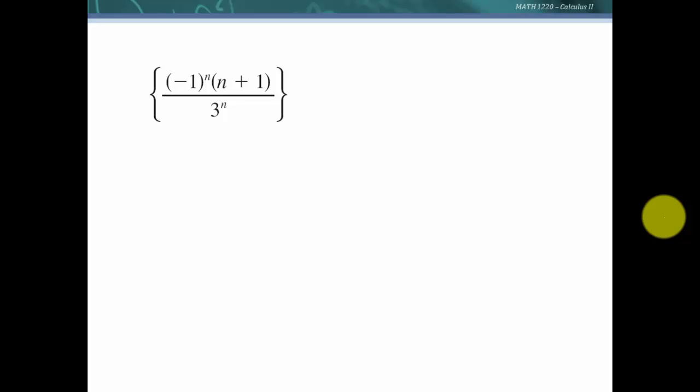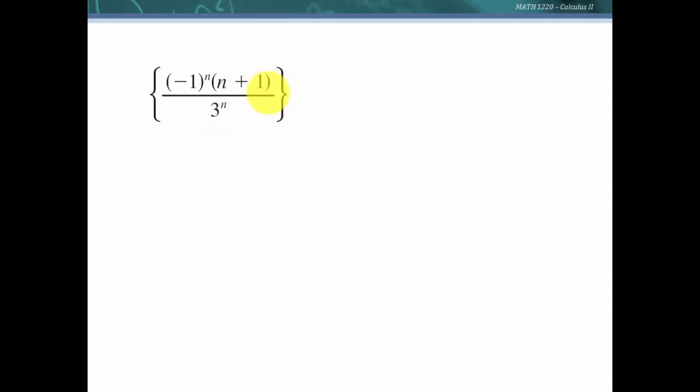Here's another example of a way to express a sequence, and basically if we let n equal 1, we could get the first term here, which would be negative 1 times 1 plus 1, which is 2, so negative 2 over 3 to the 1.